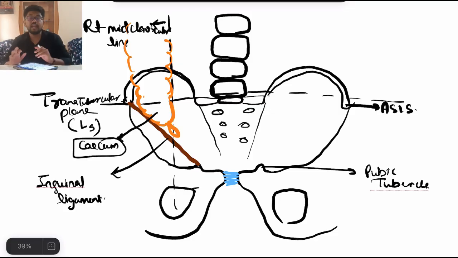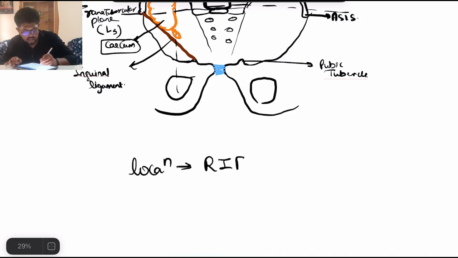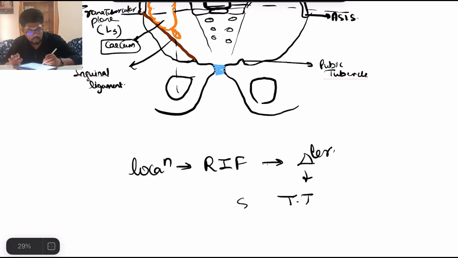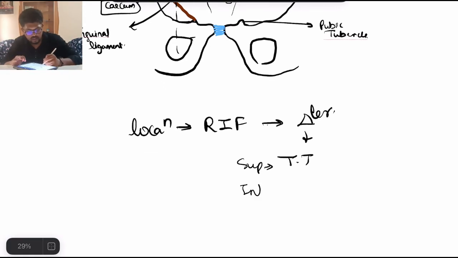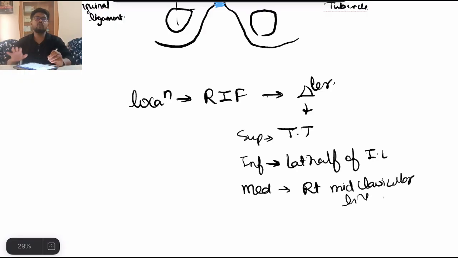So what is this area called? Right iliac fossa. So the location of the cecum is the right iliac fossa. And what is the triangular boundary? Superiorly the transtubercular plane, inferiorly the lateral half of the inguinal ligament, and medially the right mid clavicular line. So these are the boundaries in which the cecum is present.